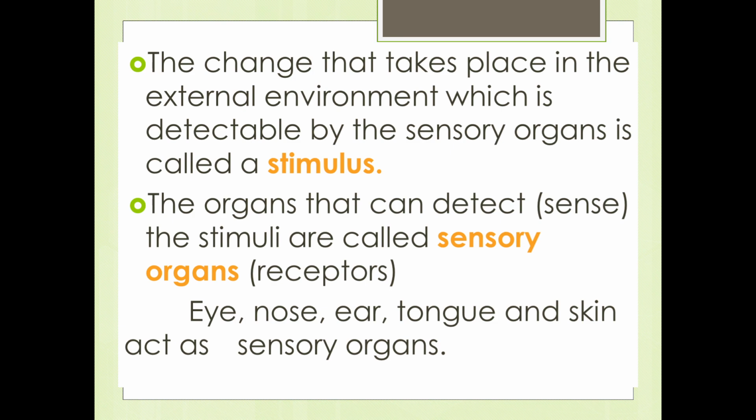These stimuli are received by your sensory organs: eye, ear, nose, tongue, skin. These are the 5 sensory organs of your body. Inside these sensory organs, there are receptors. In the eye, the vision receptors. In the nose, the olfactory receptors, smell receptors. In the ear, auditory receptors. In the tongue, taste receptors. In the skin, pain receptors, pressure receptors, heat receptors, cold receptors. A number of receptors are found in the skin.